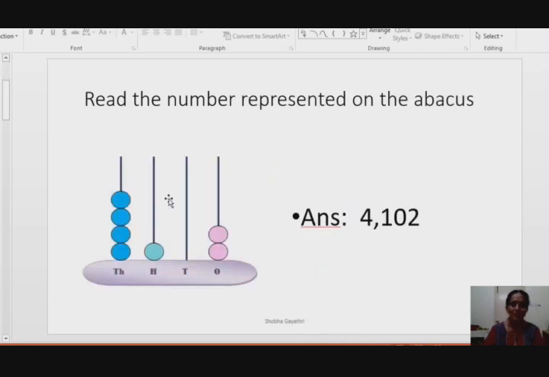How many places are here in this abacus? There are 4 places. I'll start from thousands place. There are 4 blue beads here and 4 is in thousands place. So write 4 here. Thousands period over, insert the comma. Then hundreds place. There is only 1 bead in hundreds place. Write 1 in hundreds place. There are no beads in tens place. So write 0. There are 2 beads in ones place. So write 2 in ones place. That's how you have to represent the numbers from abacus.